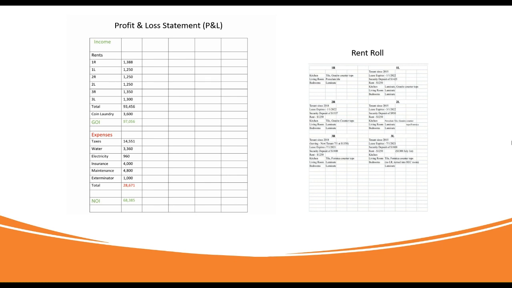On the right side, you have the rent roll. In the rent roll, you usually will see the name of each tenant that lives in the property, when they started the lease and when it's going to end.